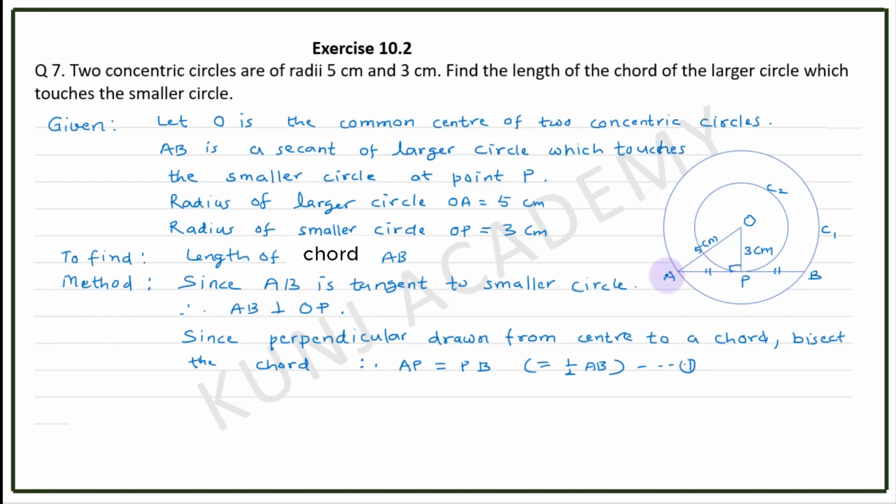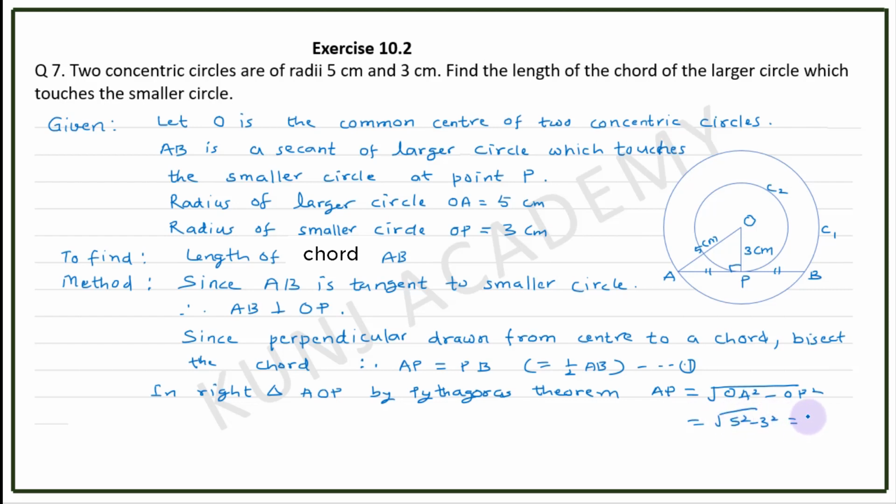In right triangle AOP, by Pythagoras theorem, one side is equal to the root of the difference of squares of the hypotenuse and the other side. AP square is equal to OA square minus OP square, 5 square minus 3 square, 25 minus 9, is equal to root 16, which is equal to 4. AP is equal to 4 cm.